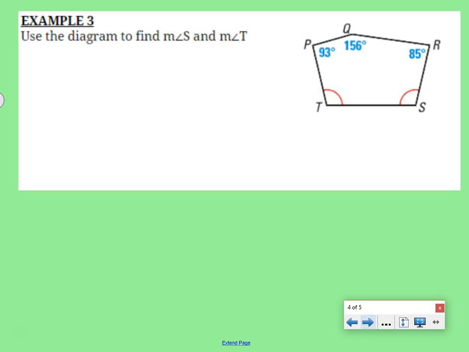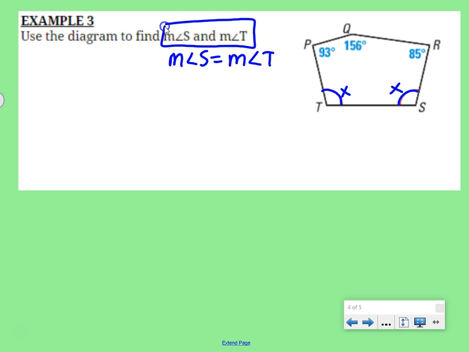Example 3 on the back of your paper. Use the diagram to find the measure of angle S and the measure of angle T. If we look at our diagram, we have these congruent markings. So the measure of angle S is equal to the measure of angle T. So we can give them both the variable x to represent the value.